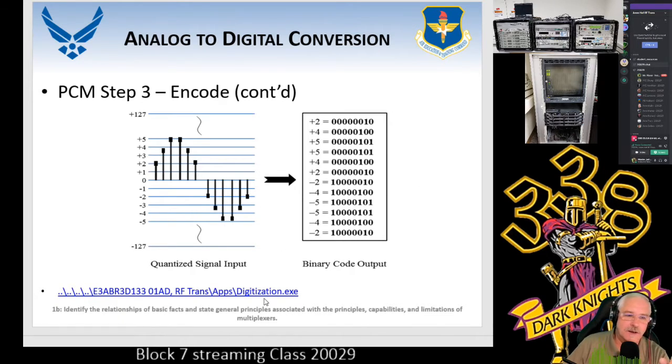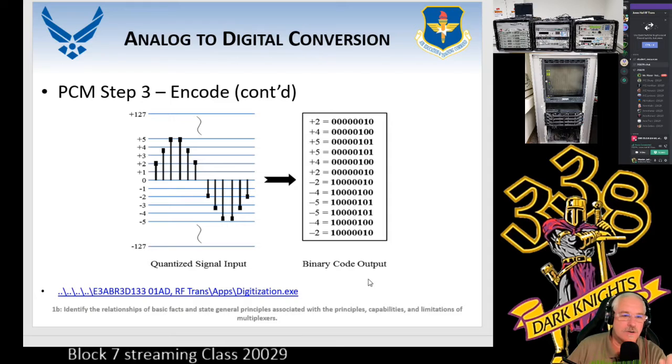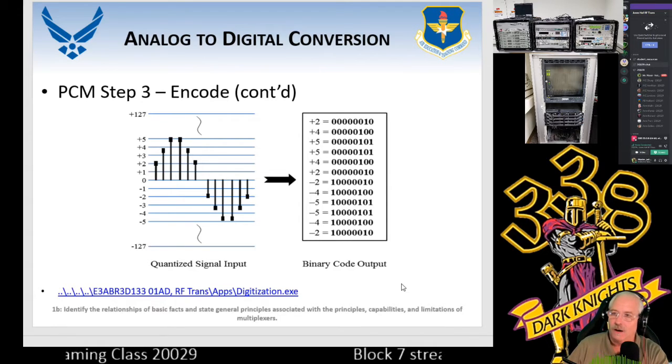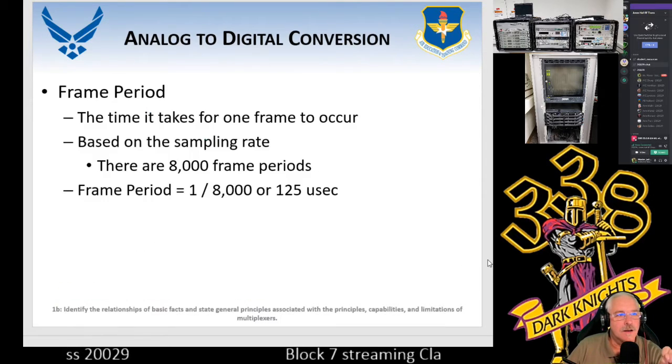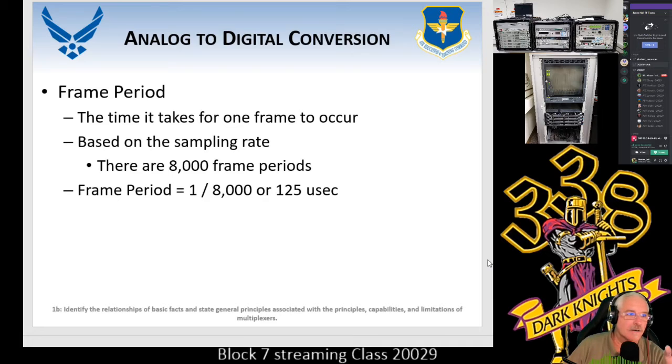We used to be able to get this digitization EXE, which gives you an idea how it works. I have the application, but I can never get it to where I can fully display it on our table. So I'm still working on it. Give me a chance in the next couple days to figure out how it's going to play out. It's a pretty neat little demo of how you get from analog to digital and from digital back to analog.